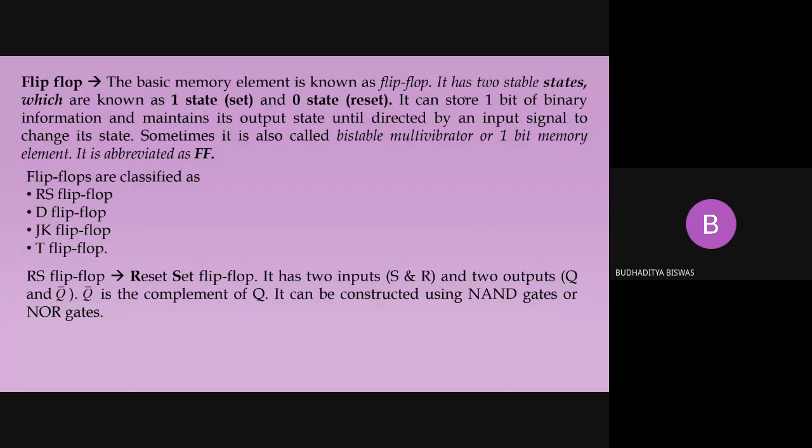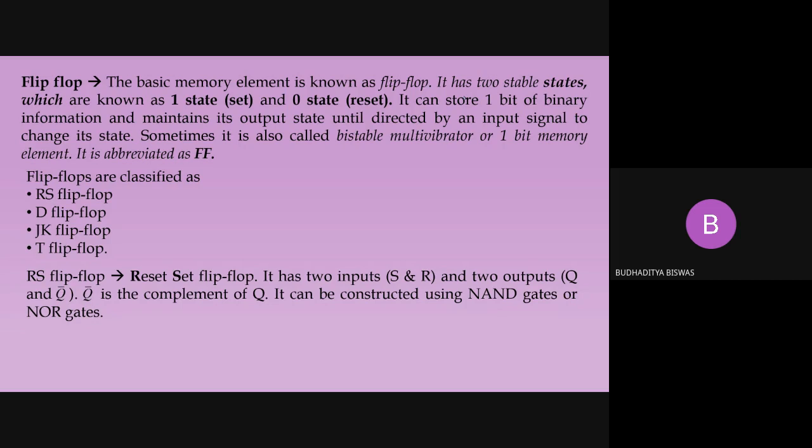Output of the flip-flop may be 1 and it can remain at 1, or it may be 0 and remain 0. So 0 is called the reset. When the flip-flop output is 0, it is called the reset state. When the flip-flop output is 1, it is called the set state. Okay, so you know what a flip-flop is and what its properties are.